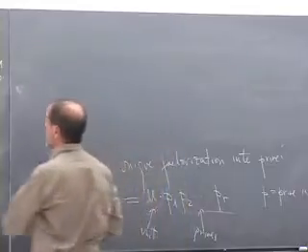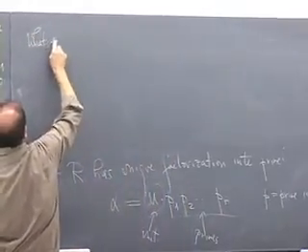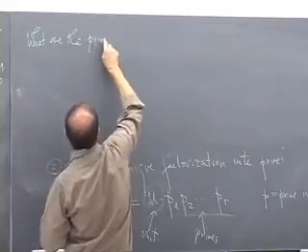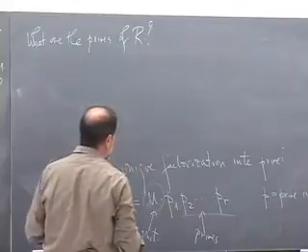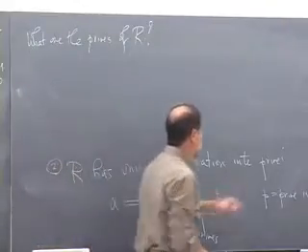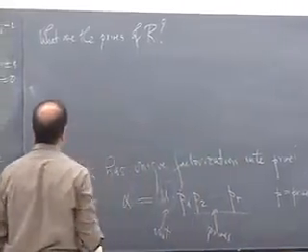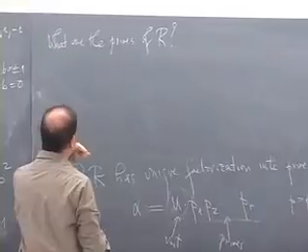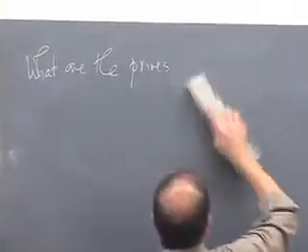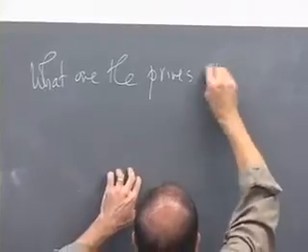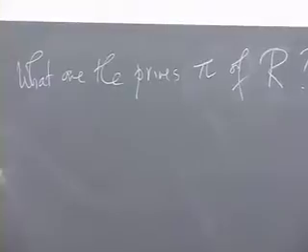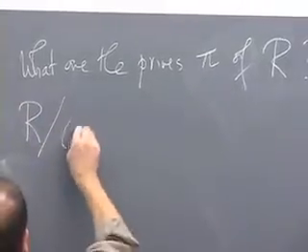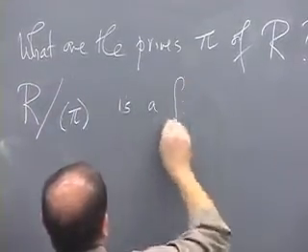So the next question is, what are the primes of R? Well, let's call a prime, because I'm going to need a rational prime, let's call them pi of R. Pi will be our letter for a prime here. Okay, now we know R mod pi is a finite field.